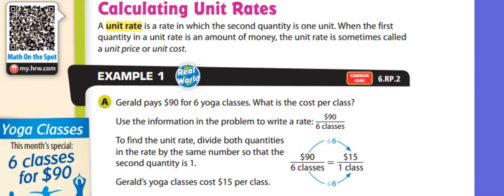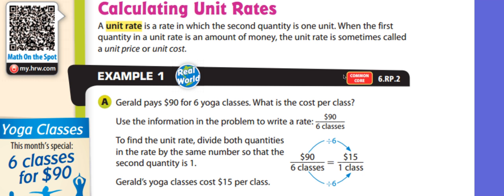We are on page 156, calculating unit rates. A unit rate is a rate in which the second quantity is 1 unit. So the term unit is in unit rate. When the first quantity in a unit rate is an amount of money, the unit rate is sometimes called the unit price or unit cost.